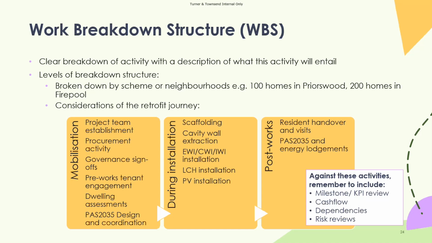And then you've got during installation. So it's not just "carry out installation." It has to have some detail broken down into it. So it could be, what are the enabling works that need to happen? What prelim works need to happen? Right, so we need to set up some scaffolding. So scaffolding should be broken down. Then we also need to do cavity wall insulation. But before we do cavity wall insulation, we need to do cavity wall extraction. So again, that needs to be listed down before you then get into, right, installation of EWI or CWI.